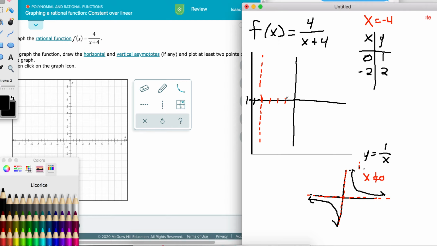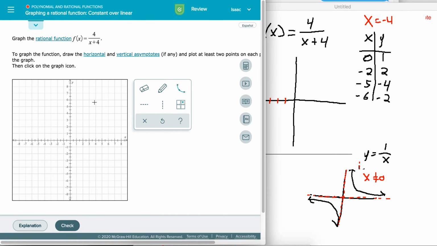So we plugged in x equals -2 and x equals 0. Let's plug in some points that are to the left. Let's plug in x equals -5. -5 plus 4 makes -1, and 4 divided by -1 makes -4. And then -6 will work out great because that makes the bottom equal -2, and 4 divided by -2 makes -2. So we got some points now we can finally put in Desmos.